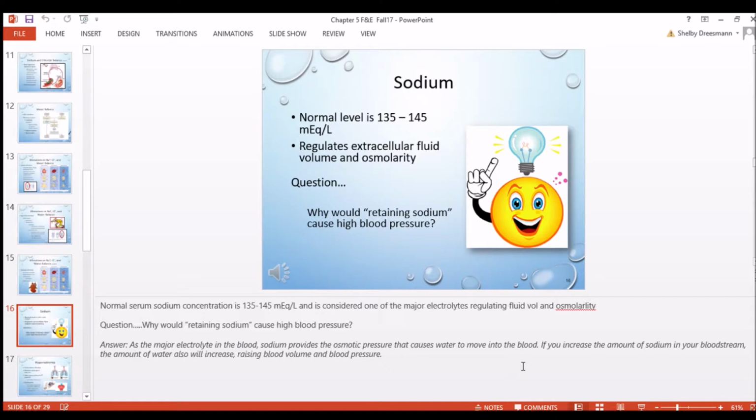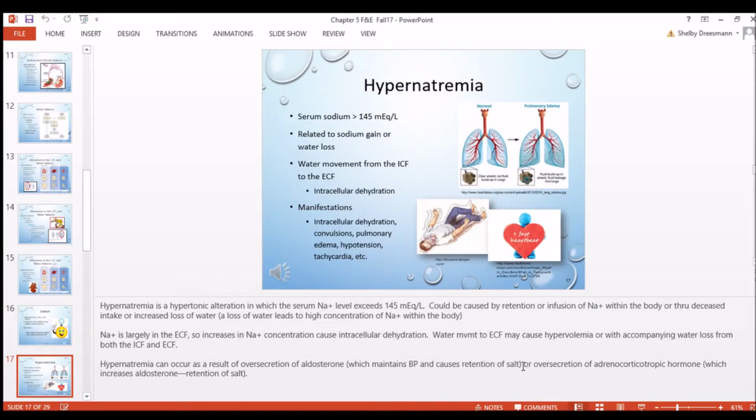Sodium is a major electrolyte in the blood. It provides osmotic pressure in the blood to cause water to move into the blood. As you increase the sodium, you will also increase blood volume and blood pressure. Hypernatremia is when the serum sodium levels exceed 145 milliequivalents, which could be caused by retention or infusion of sodium, decreased intake, or increased water loss.